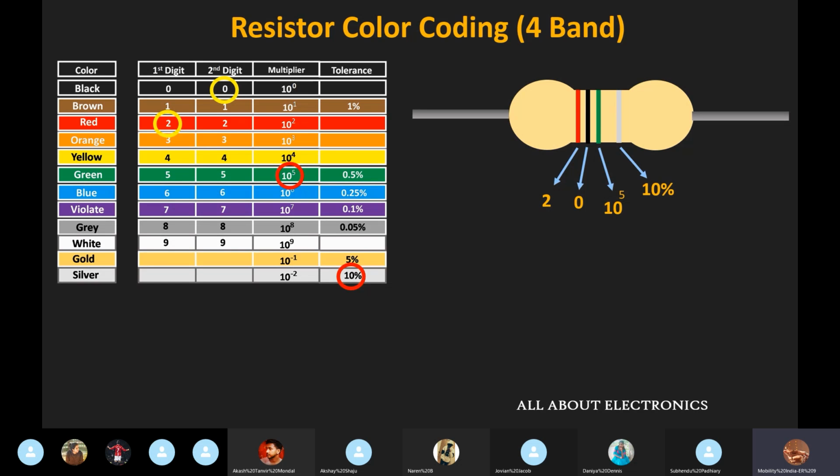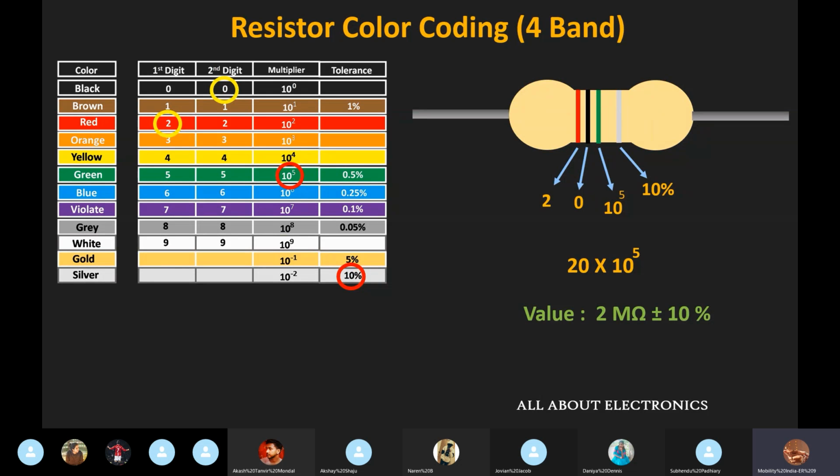So now if we combine all these 4 values, then we will get the value of this resistor as 20 into 10 to the power 5, and with tolerance we can represent the value of this resistance as 2 mega ohm plus minus 10% of tolerance. So in this way, using these color bands, we can find the value of this resistor.